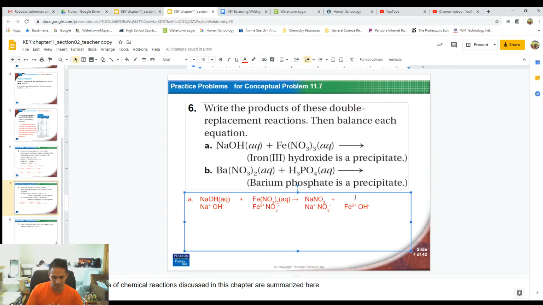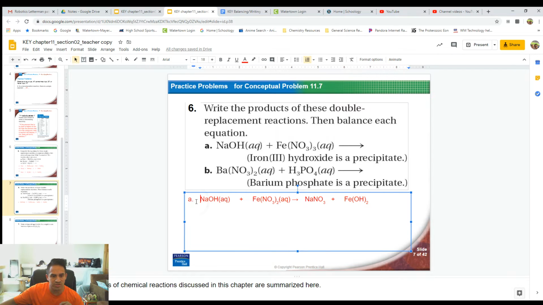Okay, so that's how I know that the formula needs to look something like this. There needs to be 2 hydroxides bonded with the 1 iron, because the 2 hydroxides will have a total charge of -2 to bond with the 1 iron that's +2. Okay, so that's how I know that's our chemical formulas for those. And then we just need to balance.